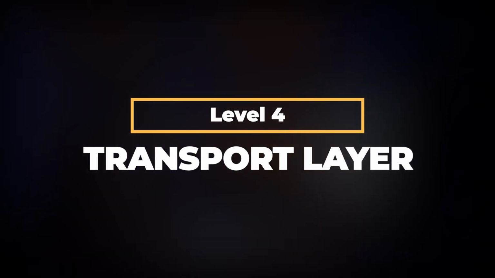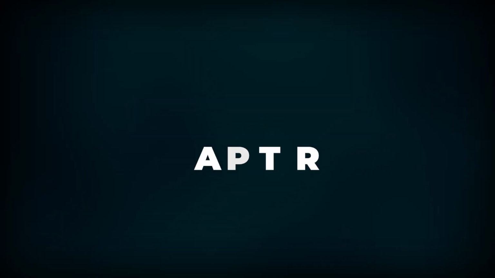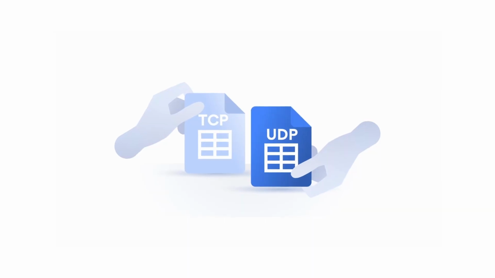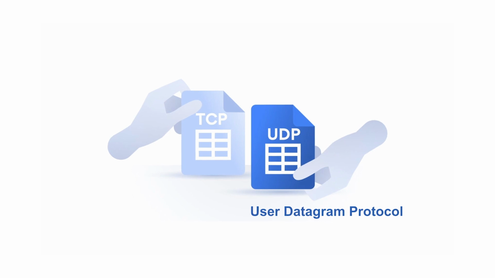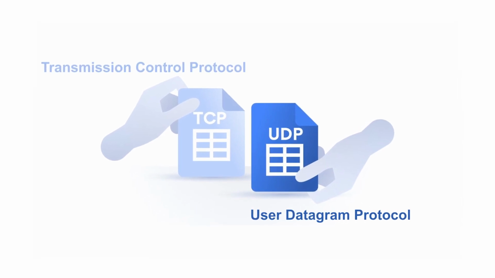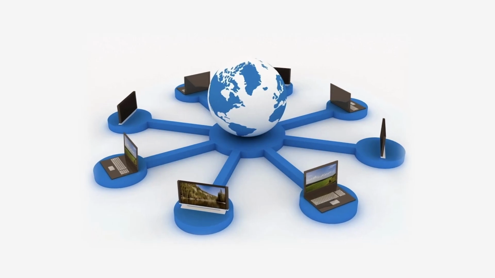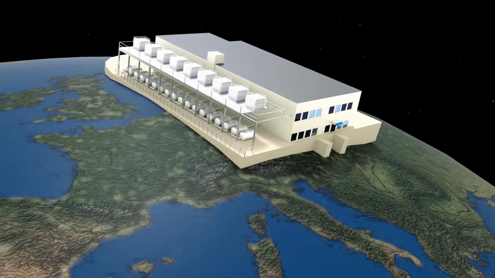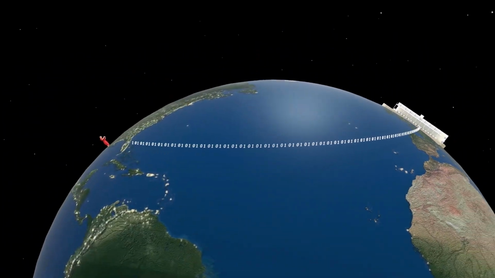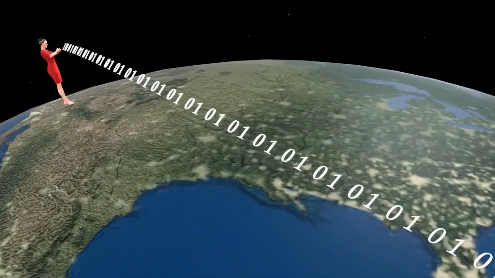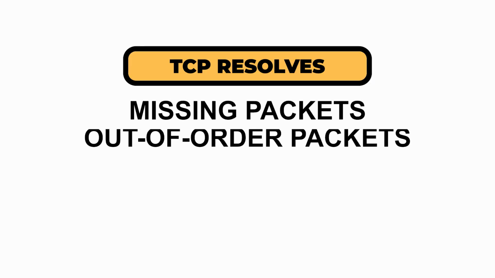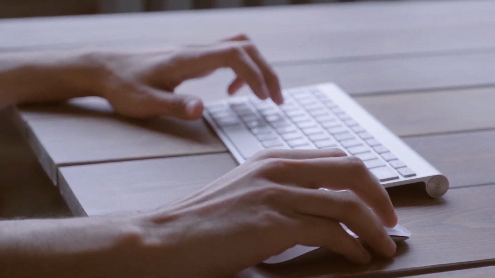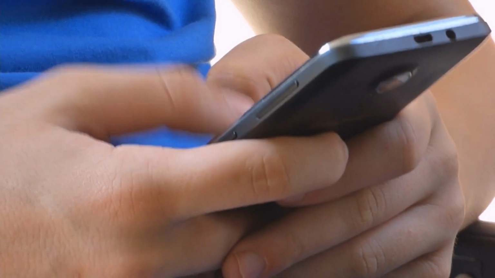Number 4. This is where the action takes place. The transport layer is often specified by the protocol being used. The two most well-known are User Datagram Protocol, or UDP, and Transmission Control Protocol, TCP. TCP is a major protocol in the Internet suite. It is used on top of IP, or Internet Protocol, to ensure reliable packet transport. TCP resolves several IP-related difficulties, such as missing packets, out-of-order packets, duplicate packets, and corrupt packets. It is used in applications where all packets must be error-free, such as text messaging.